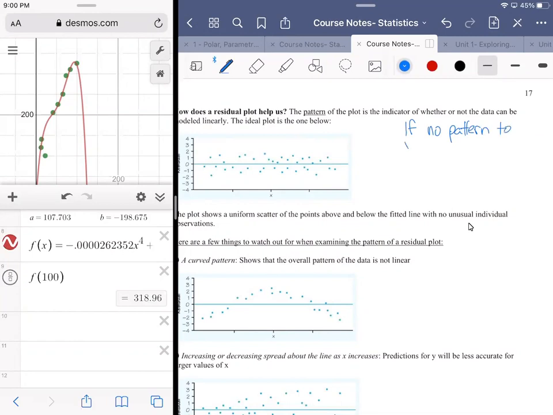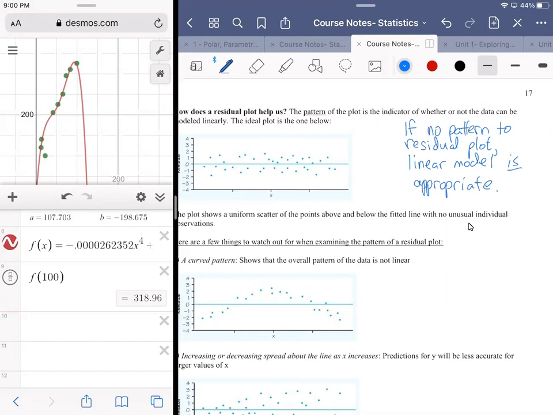So if there is no pattern to the residual plot, then a linear model is appropriate. All right. If there is some kind of pattern, then it means the linear model is not appropriate. All right. So it's the reverse.